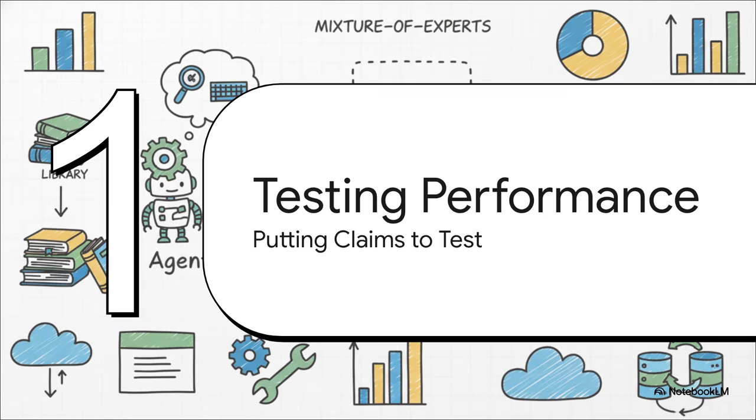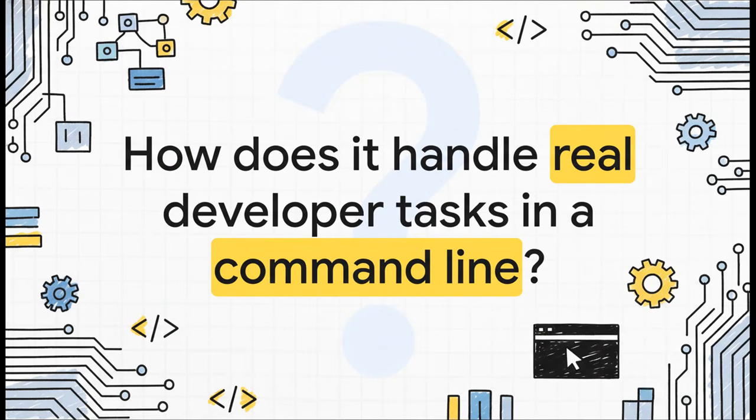Okay, so that's all the theory. But how does it actually perform in the wild? That brings us to Section 3, Performance Under Pressure. Let's put these claims to the test with some real-world benchmarks that developers really care about. So, first up, a question that every coder wants to know. How does this thing actually handle tasks in a command line? You know, the terminal, the bread and butter of a developer's workflow.